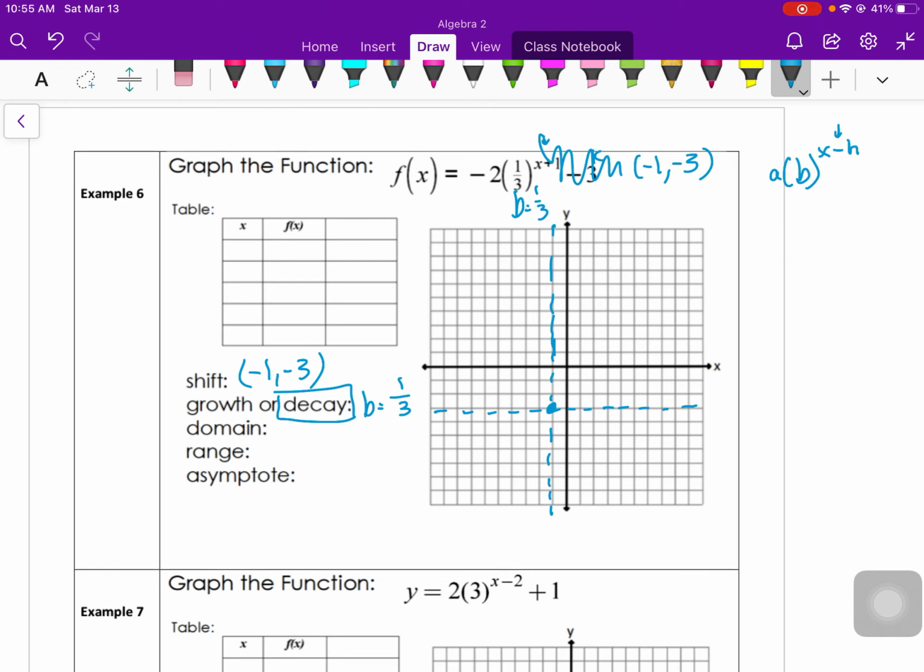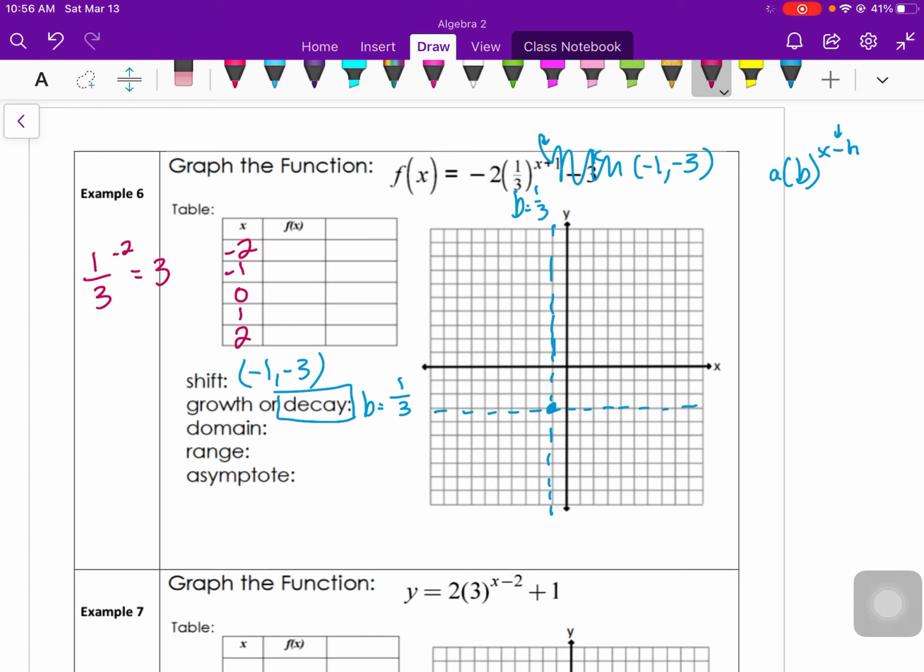And the last thing I need to do is get some numbers. Without thinking, I'm just going to plug in my regular numbers. Oops, I did those backwards. -2, -1, 0, 1, 2. And we can plug those in for x and see what happens. So I'm going to use 1/3 as my base, and I'm going to raise that to the -2 power.